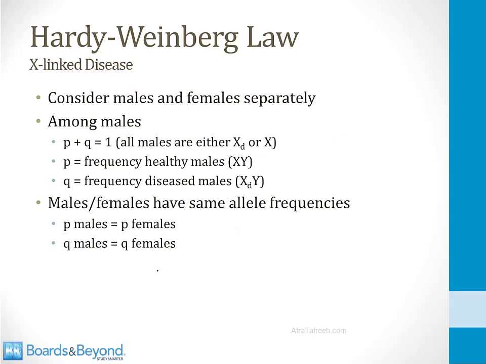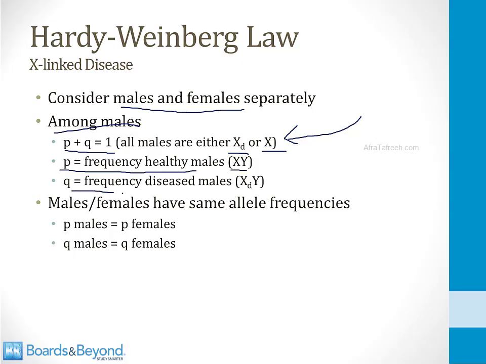The first trick to applying the Hardy-Weinberg law to X-linked disease is to consider the males and females as separate populations. If we first consider the males as one population, then among this group, P plus Q must equal 1. In other words, all males must have either the diseased X chromosome or the normal X chromosome. Once we accept this fact as true, then P must equal the frequency of healthy males. Any male with a healthy copy of the X chromosome must be a healthy male. Q must equal the frequency of diseased males. Any male with a diseased copy of the X chromosome must have disease.